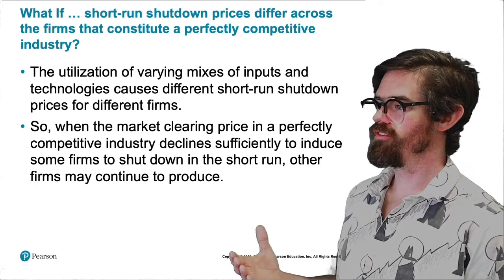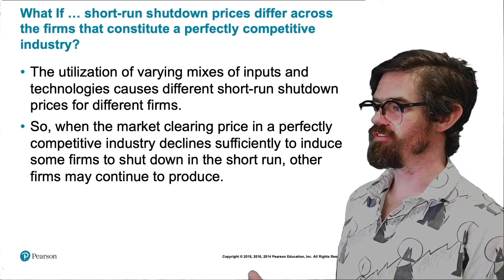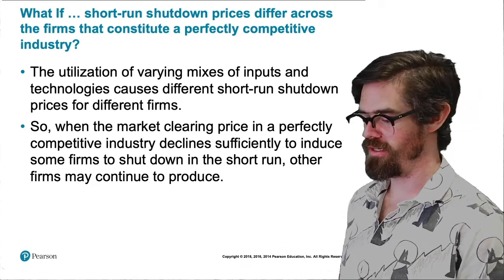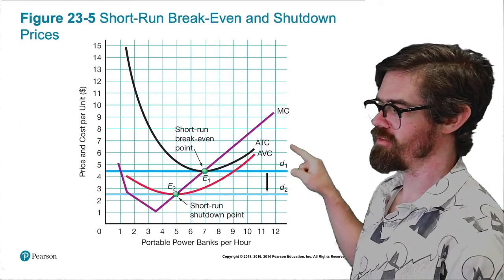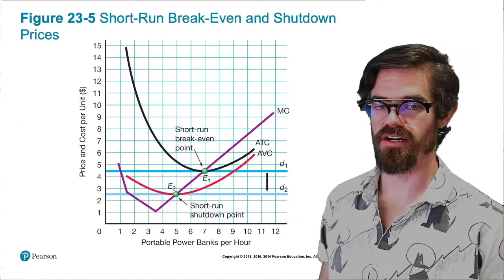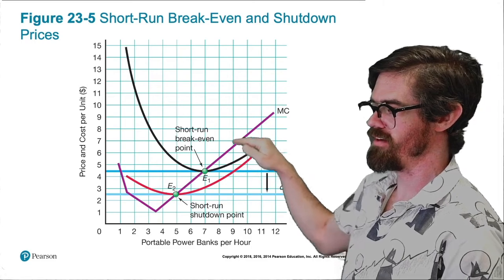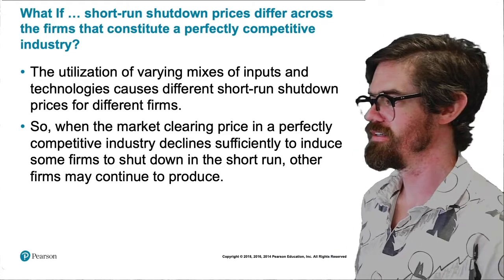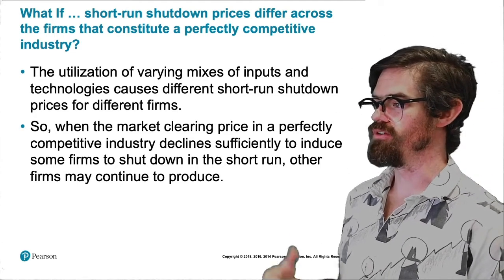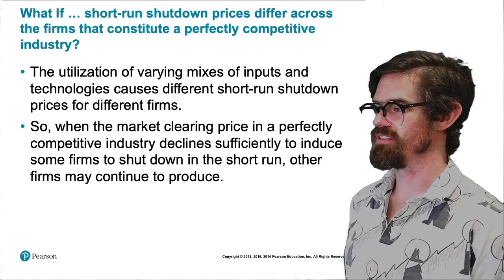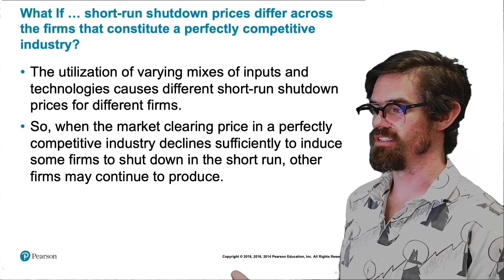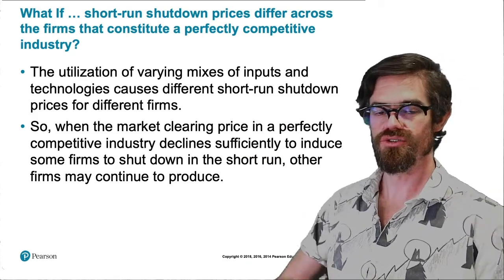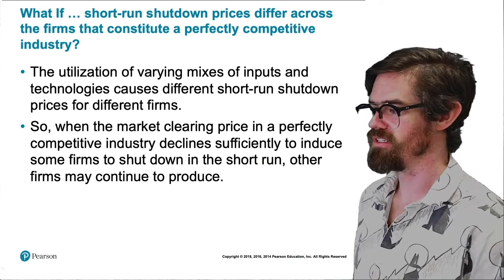Now, what if the short-run shutdown prices differ across firms that constitute a perfectly competitive industry? What if not all of the firms in the market have the same variable cost curves? Some of them maybe have higher costs, maybe some of them have lower costs. What if that's the case? Well, the utilization of varying mixes of inputs and technologies can cause differences in these shutdown prices, and differences in these cost curves translate into differences in shutdown prices.